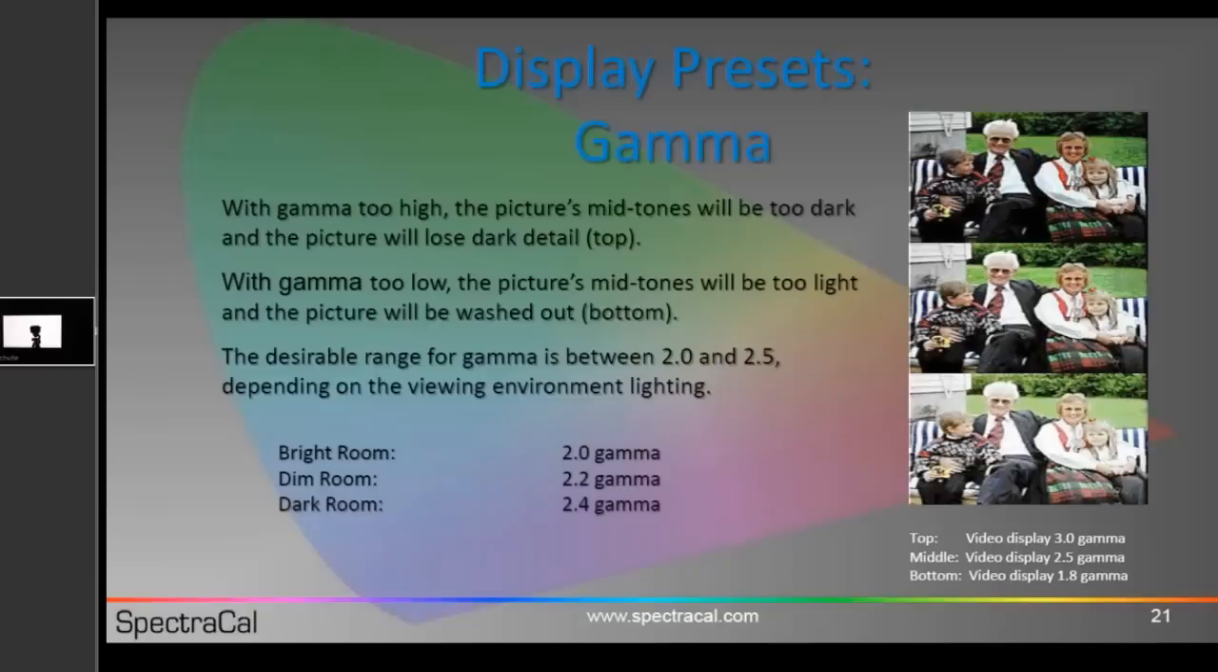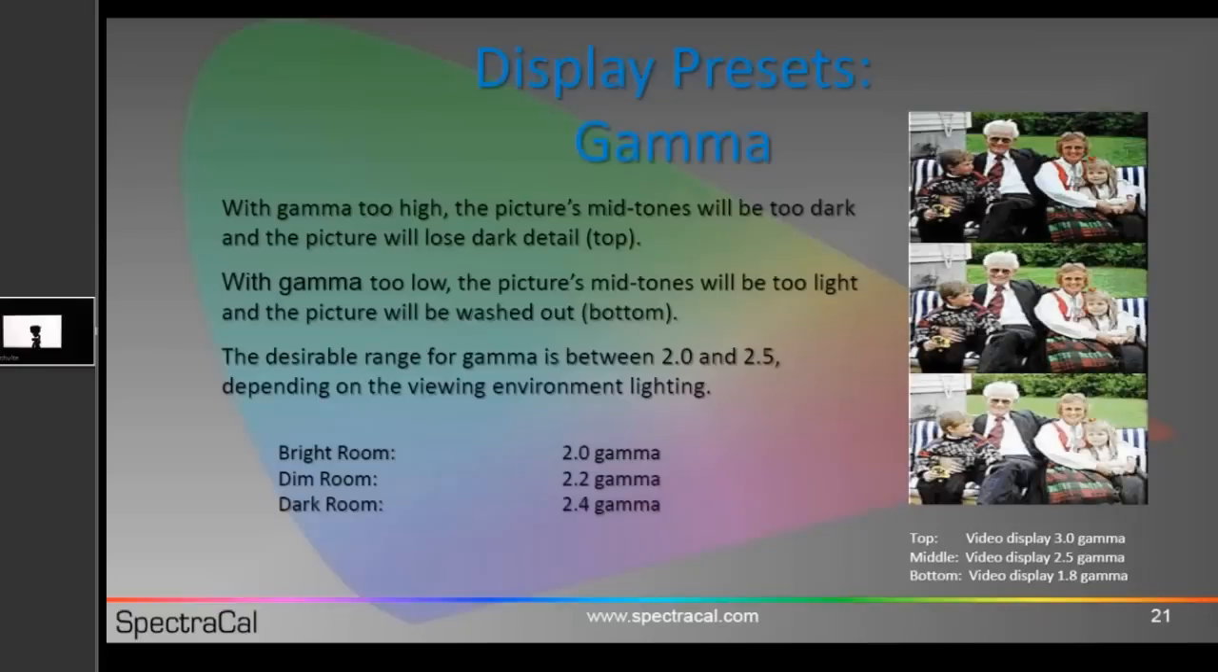If the gamma is set too high, the midtones will be too dark. The picture will lose dark detail. If the gamma is too low, those mid-tone levels will be brighter than what they should be with respect to the rest of the picture. Normally we would set that for about a 2.2 gamma in order to duplicate the performance that the authoring editors set up in the editing suite where they authored the program content.